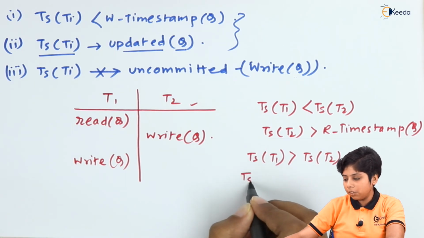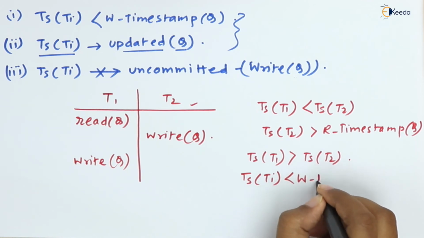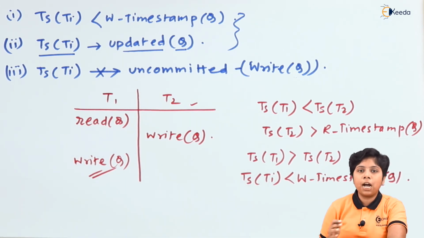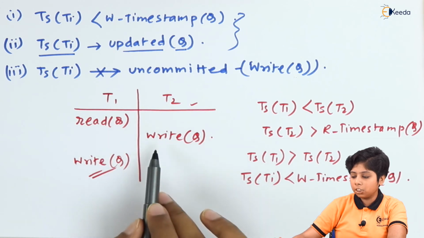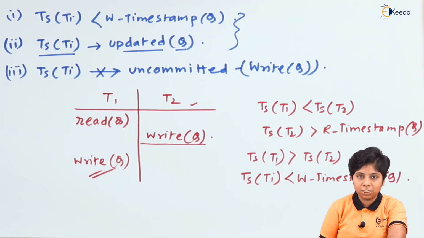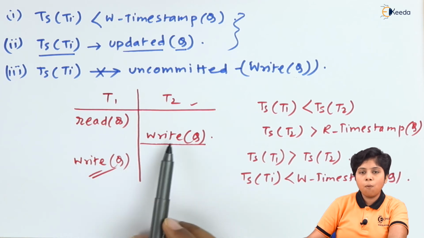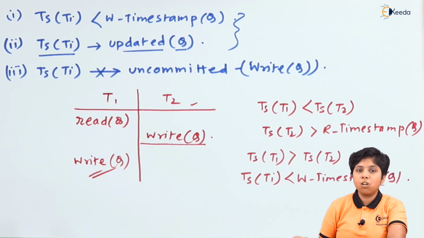So this TS(T1) is less than the W-timestamp of Q. So we just cannot allow this write(Q) to happen because it will produce an undurable value for this Q. The first condition is the value is not being read by any transaction that has been written by this transaction T2. Now we are overwriting a value. So we can say that the R-timestamp(Q) and the W-timestamp(Q) both will be the same in this case, which cannot happen by the protocol that we have defined for a timestamp based one.